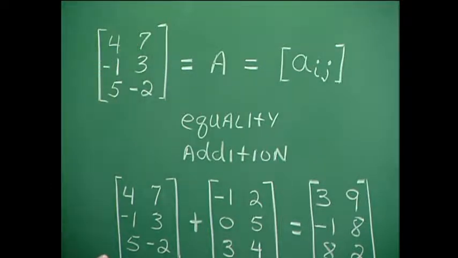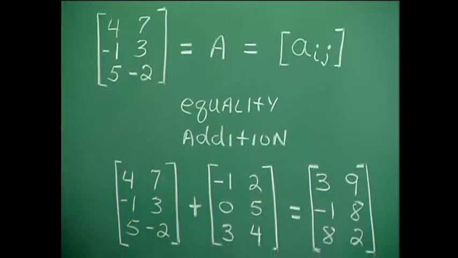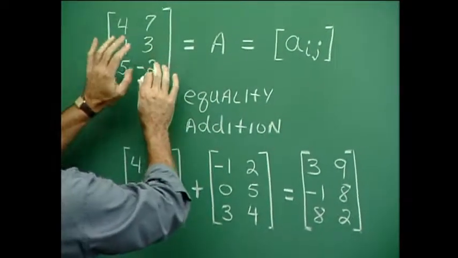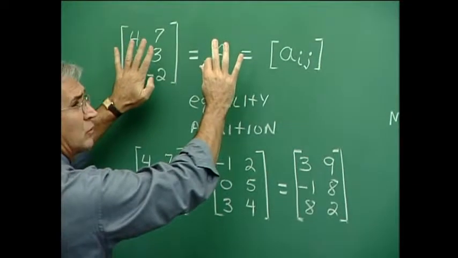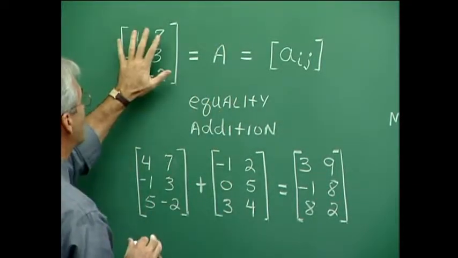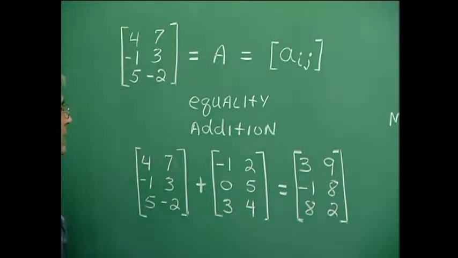Now the notion of equality and the notion of addition are just about exactly as we would expect them to be. Equality occurs when the entries in a second matrix are exactly the same as the corresponding entries in the first matrix. So we would have another one that looks just like this, and therefore the matrices would be equal.